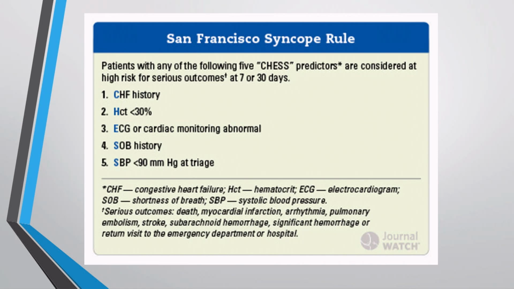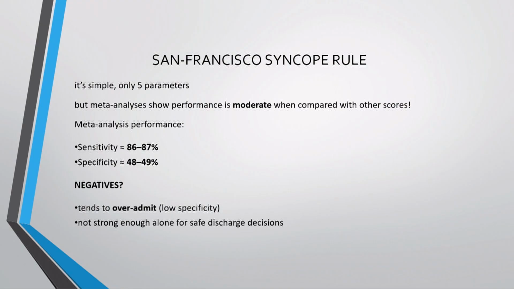Coming to another score, the San Francisco syncope rule, which we might have heard about more, or which we tend to use more because the parameters are very few. There is a mnemonic for that, CHESS parameters: congestive heart failure history, hematocrit less than 30, ECG abnormalities, shortness of breath history, or systolic BP less than 90. So what is the issue with the San Francisco score? Even though the sensitivity is 86 to 97%, the specificity is only 48 to 49%. So what does it mean? We tend to over-admit the patients if we are looking at this San Francisco syncope rule.